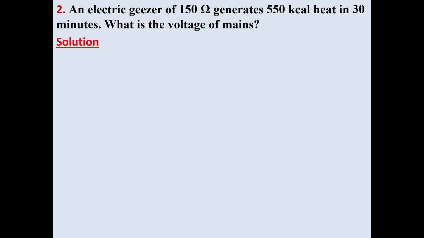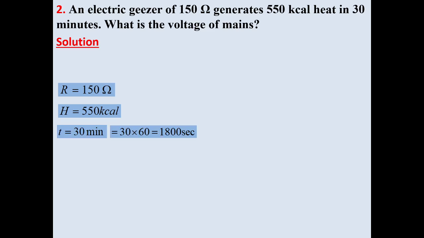An electric geyser of 150 ohm generates 550 kilocalorie heat in 30 minutes. What is the voltage of mains? So first we will write the given data. Electric geyser of 150 ohm, so R is equal to 150 ohm. 550 kilocalorie of heat is given, so amount of heat generated H is 550 kilocalorie. Time is given 30 minutes, convert to second, 30 into 60, that is 1800 second. We have to find out voltage of mains, that is capital V.